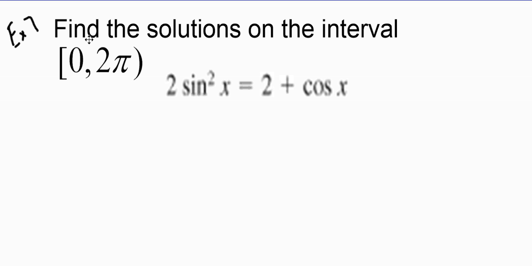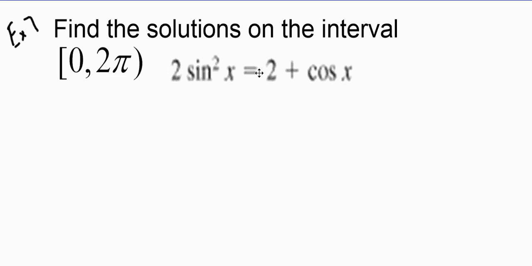Now, when you have this, we're going to find the solution from 0 to 2 pi. To solve this by hand, we're going to do a little algebra. So what we have right here is 2 sine squared of x equals 2 plus cosine of x.